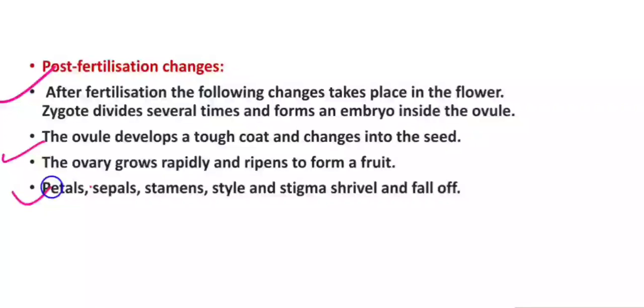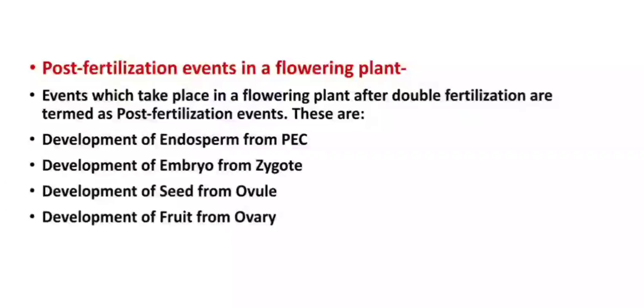But in class 12th we will study these in a little more detail, and that is the post fertilization events in flowering plants. In class 12th you will classify these events: development of endosperm from the primary endosperm cell, then development of embryo from zygote, development of seed from ovule, and development of fruit from ovary. How these developments or how these structures are formed, that will include post fertilization events.